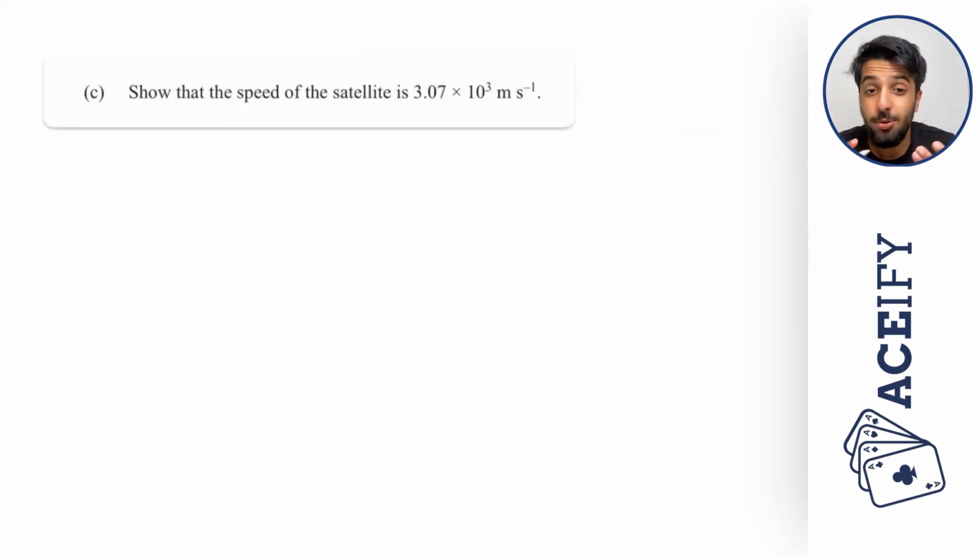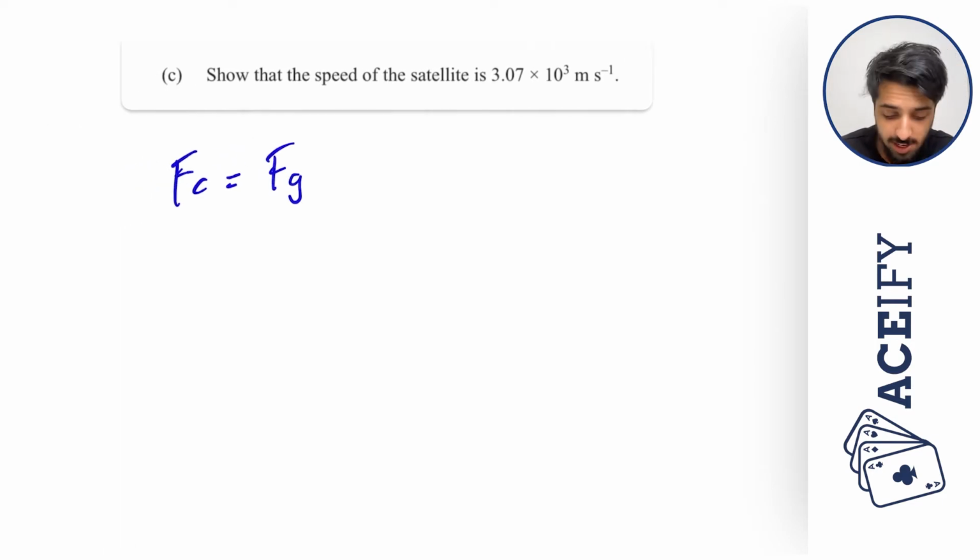There we go. Show that the speed of the satellite is 3.07 times 10 to the 3 meters per second. So as discussed previously, we know our Fc is equal to our Fg. And so our Fc, as we know, is mv squared over r.